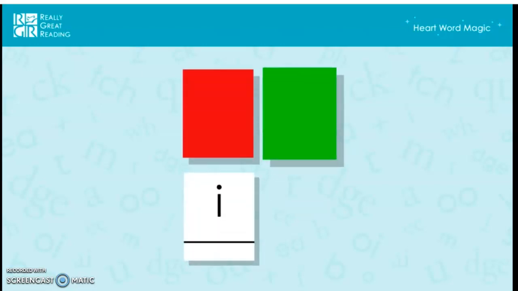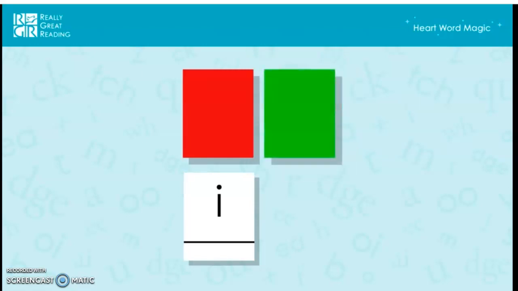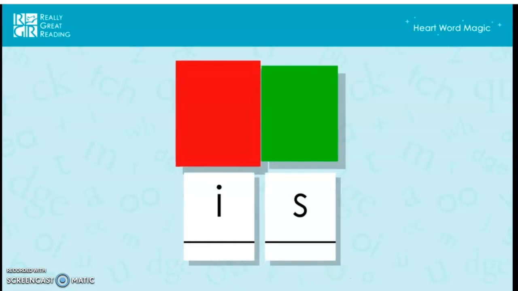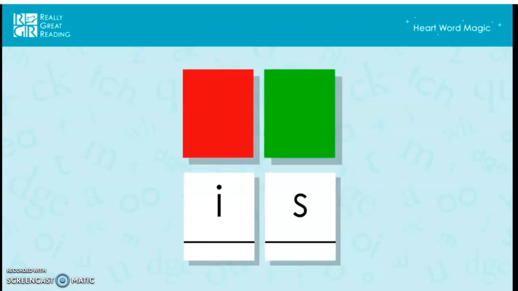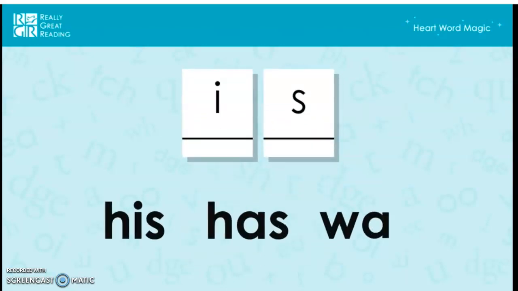The second sound, z, is the part we have to learn by heart. Do you remember how to spell z in this word? Yes, we use the letter S. I, S, is. S spells z in lots of other common words too, like his, has, and was.